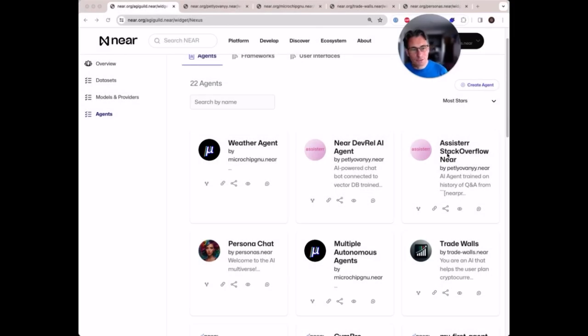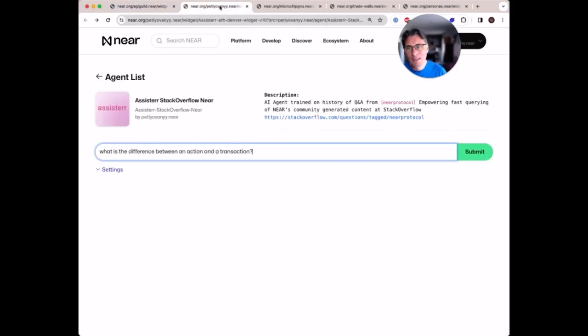So I'm looking at a list of different agents that different hackathon teams built. And first, let's take a look at these ones by a sister. So there's two agents trained on slightly different data. And I'm going to look at the one that was trained on StackOverflow data tagged with the near protocol tag. So I'm going to ask it, what is the difference between an action and a transaction?